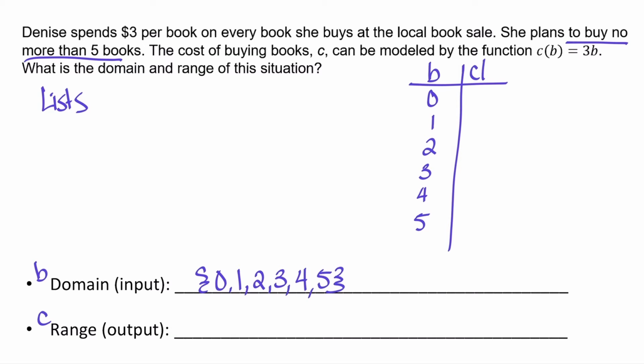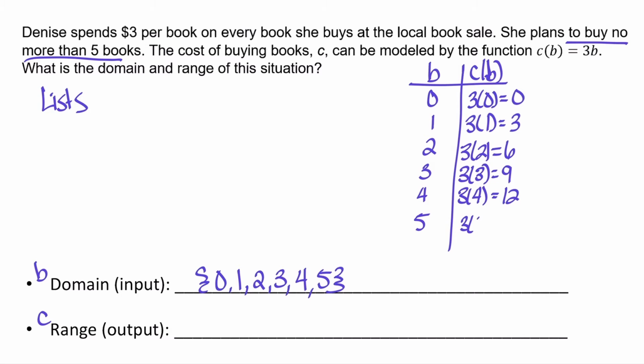Then we plug into C of B for each value, and we figure out the values of the range. We have 3 times 0, which is 0. 3 times 1, which is 3. 3 times 2, which is 6. 3 times 3, which is 9. 3 times 4, which is 12. 3 times 5, which is 15. So the range will give us 0, 3, 6, 9, 12, and 15.